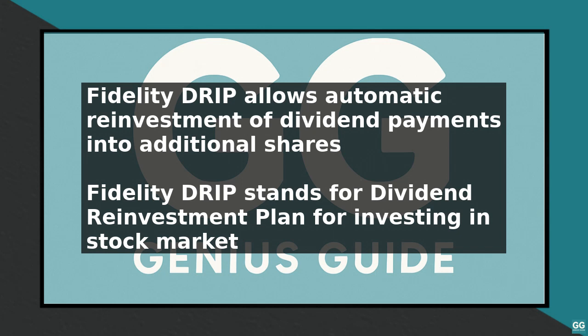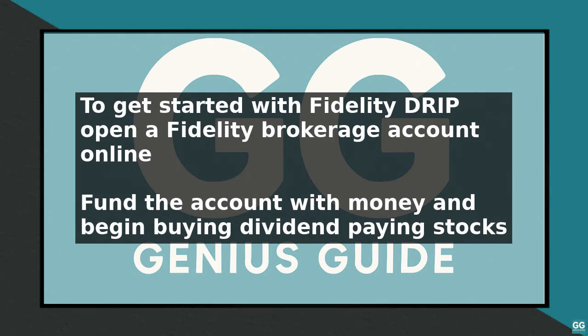Once your account is open, you can fund it with money and begin buying stocks that pay dividends. When a stock you own pays a dividend, Fidelity will automatically reinvest the dividend payment into additional shares of the same stock, as long as you have enrolled in the DRIP program. This allows you to take advantage of compounding, which can help your investments grow over time.